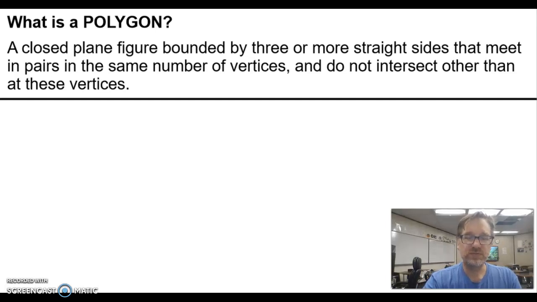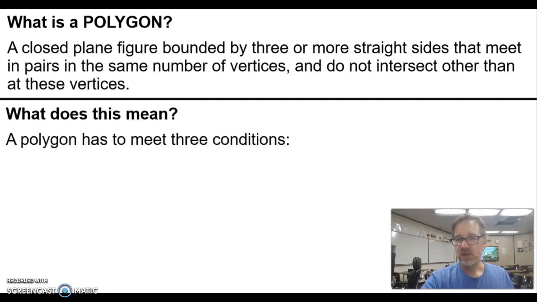A polygon is a closed figure bounded by three or more straight sides. So all of my sides have to be straight. The sides only meet in pairs at the same number of vertices, and they do not intersect each other anywhere except those vertices or corners. I'll say vertex. Vertex means corner, corner means vertex. So what does this mean?